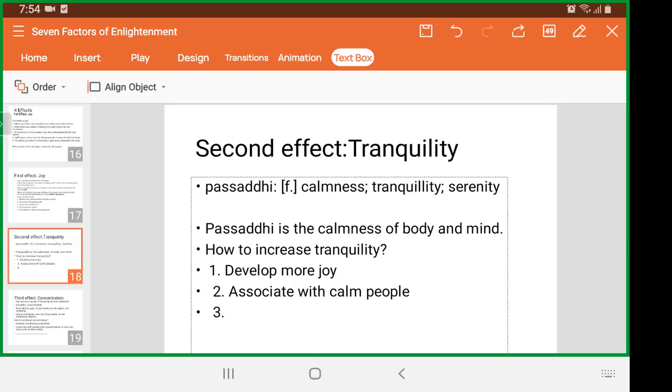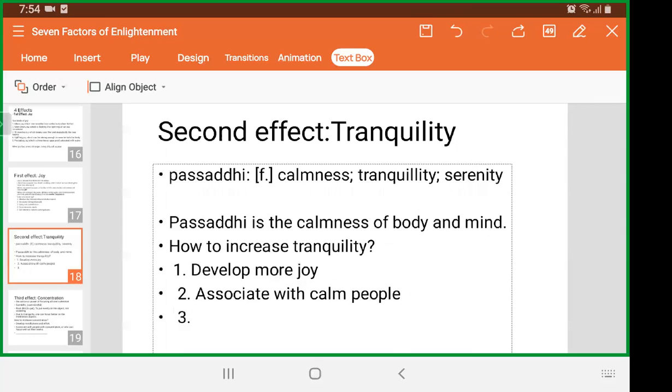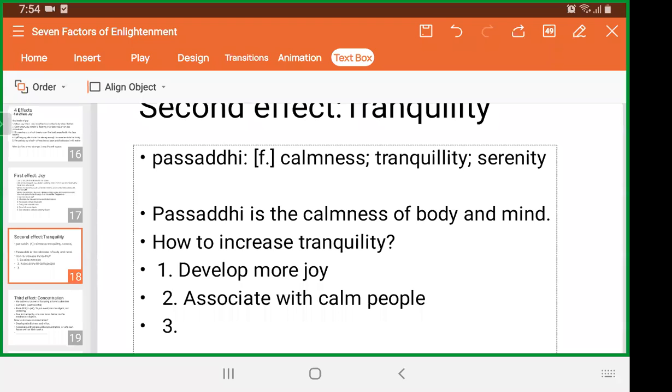Okay, anybody want to add in point number 3? Yes, go ahead. I'd like to add, we will need to develop mindfulness in our daily practices as well as in our meditation to achieve the tranquility, the calmness.